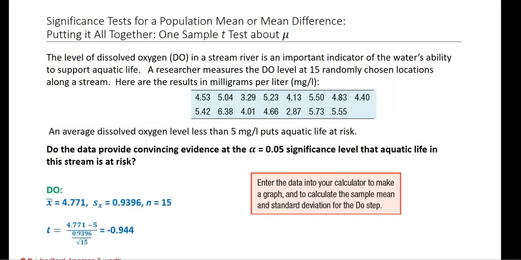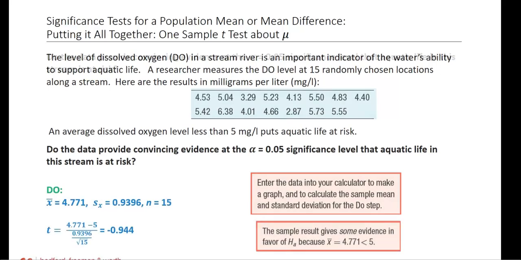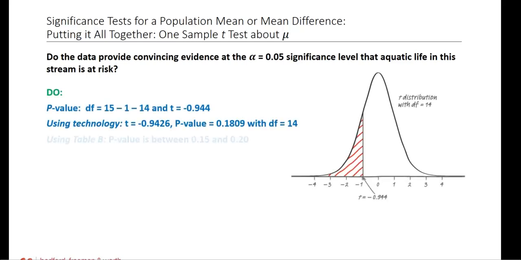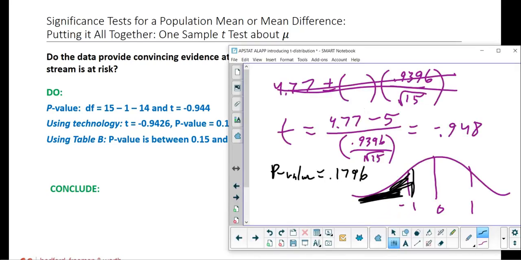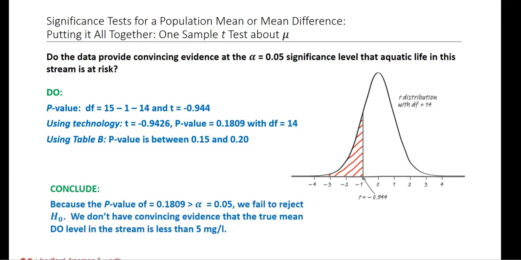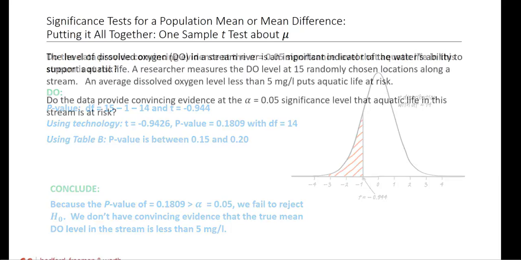So then we got our t value. We did norm CDF. We got a p-value of 1809. Is that what we got? Just looking. Yeah, pretty close. They had a little rounding errors there. Hopefully we did ours right. Because the p-value is greater than the alpha level, we don't reject. We don't have enough evidence to say that it's less than 5.